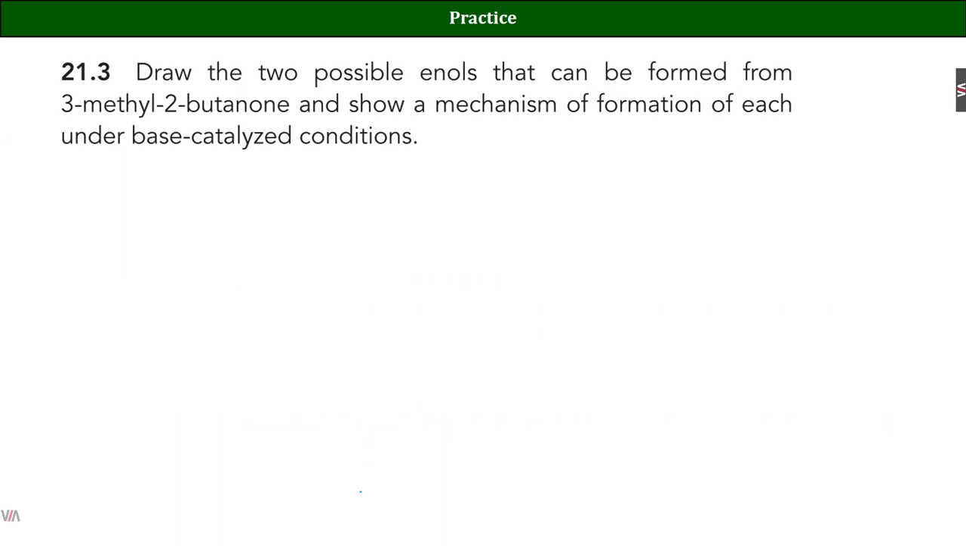All right, so let's practice showing the enols. If you have 3-methyl-2-butanone, you have two different enols that can form. So draw both of the enols and try to show the mechanism for at least one of them under base catalyzed conditions. So there's our 3-methyl-2-butanone. What are the two enols that we could form, and how do you get there under basic conditions?